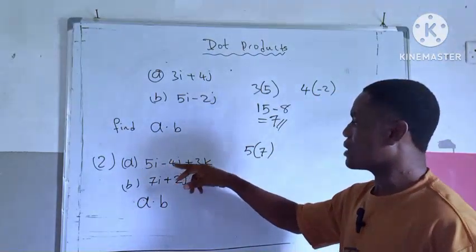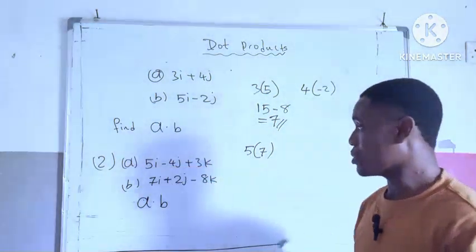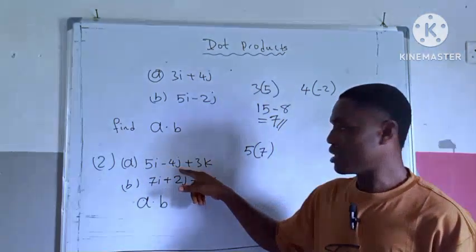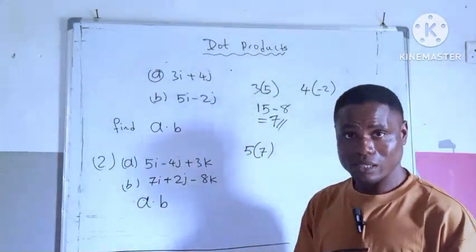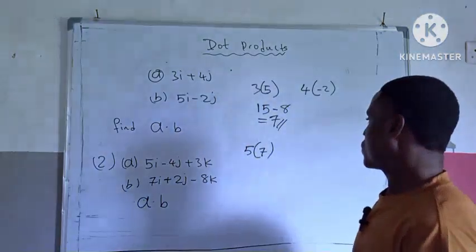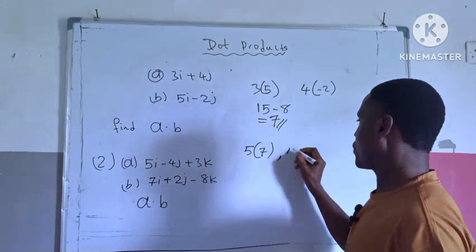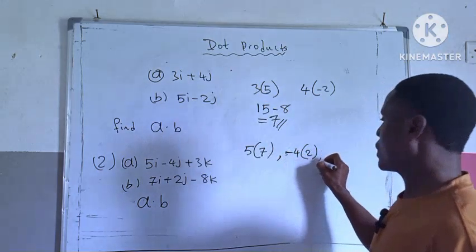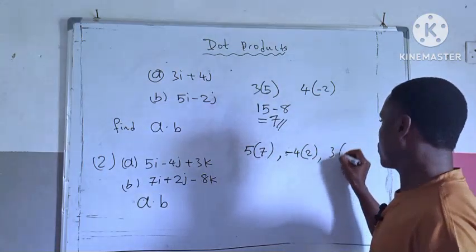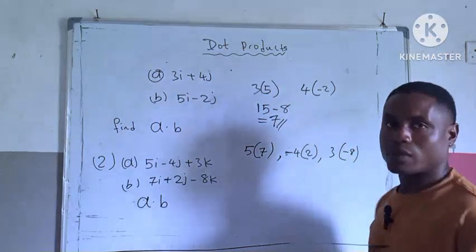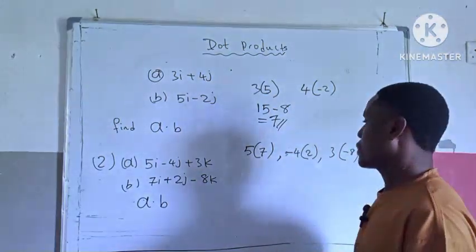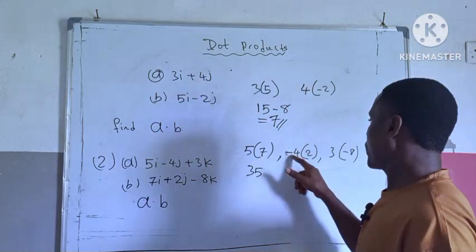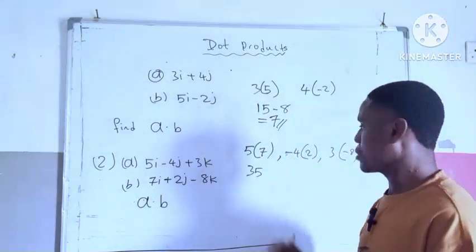Now take note of these signs. Most of you just rush without adding this minus. You just rush and put 4 times 2, and you get the wrong answer. So take note. The second one is minus 4 multiplied by 2. Then the third one is 3 multiplied by minus 8. Let's multiply. 5 times 7 is 35. Then minus 4 times 2 is minus 8.